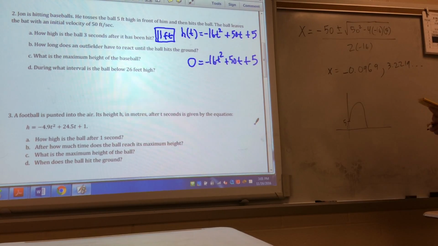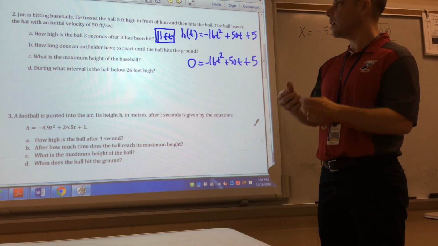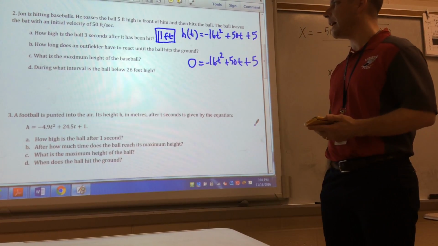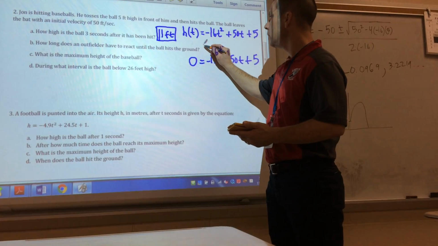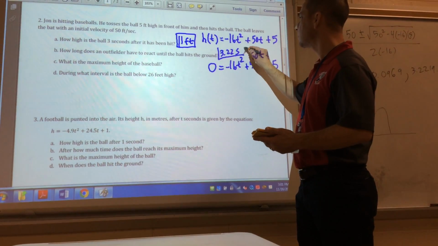3.22 seconds. So that is how long an outfielder has to react until the ball hits the ground. 3.22 seconds.